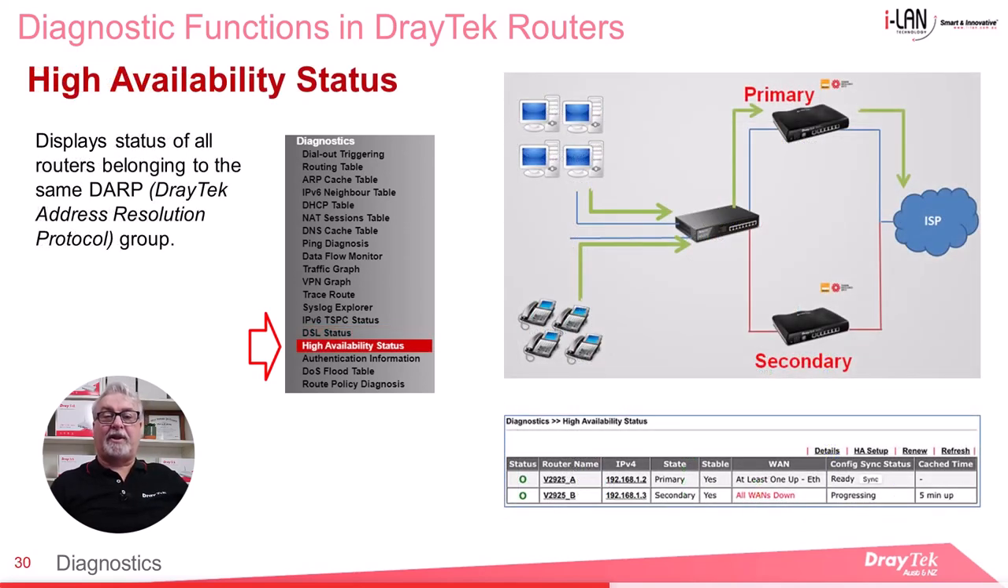The High Availability Status page displays the status of all routers belonging to the same DARP group, that's DrayTek Address Resolution Protocol. This diagram shows high availability using hot standby mode, where two routers share a common WAN source. One router is the primary and the other is a secondary for redundancy. The secondary router is always synchronized to the primary, so that if the primary router fails, the secondary router will take over and become the primary device, using the same WAN to connect to the internet.